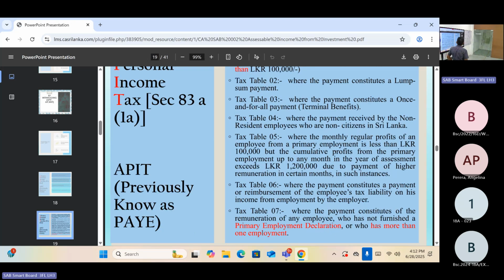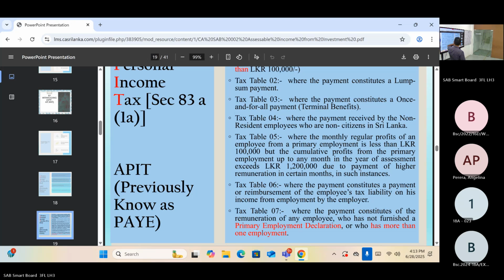Table 4 is where the payment is to non-resident employees. Non-resident employees are given a pay table 4 tax deduction on employee. Non-resident and non-citizen.